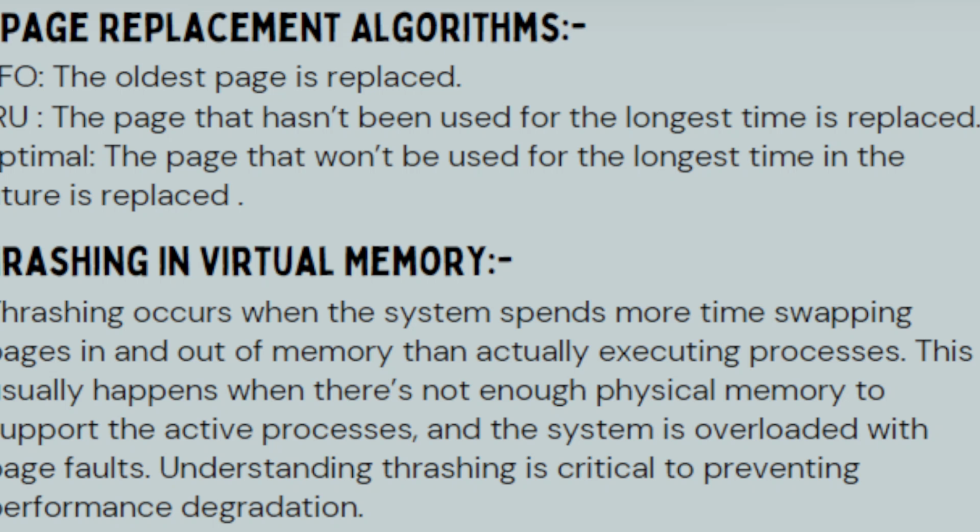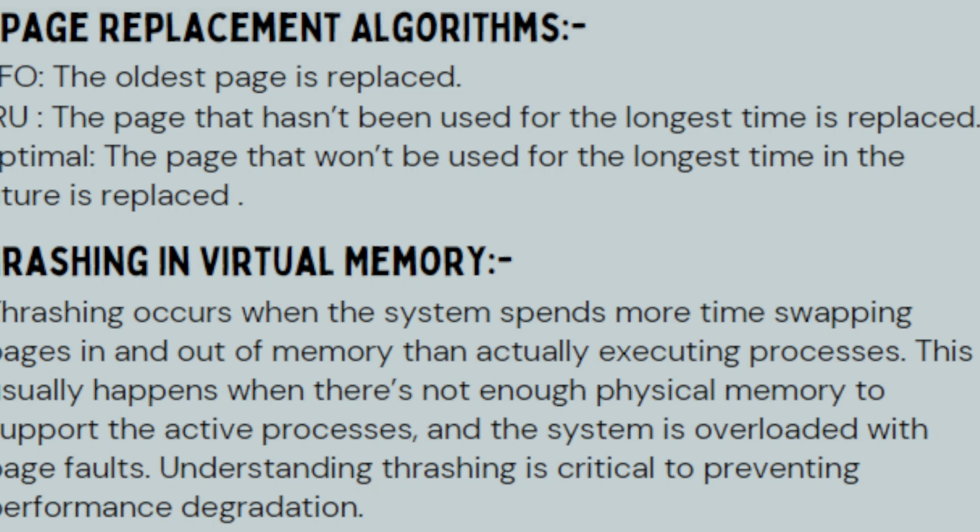Let's see thrashing in virtual memory. Thrashing occurs when the system spends more time swapping pages in and out of the memory than actually executing processes. This usually happens when there's not enough physical memory to support the active processes and the system is overloaded with page faults. Understanding thrashing is critical to preventing performance degradation.